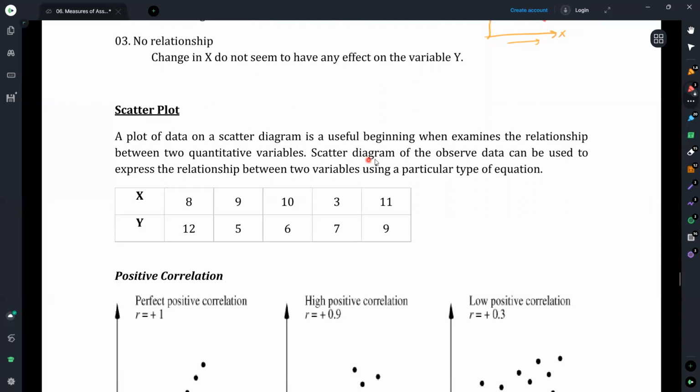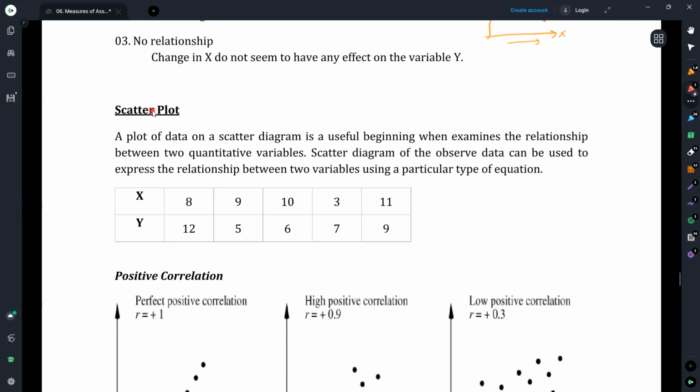Therefore, we can say that the scatter diagram of the observed data can be used to express the relationship between two variables using a particular type of equation as well. I will discuss obtaining a particular type of equation, once we have a scatter plot or a set of data, in a later session. But in this session, I will just discuss how to identify the relationship among the variables just by looking at the scatter plot.